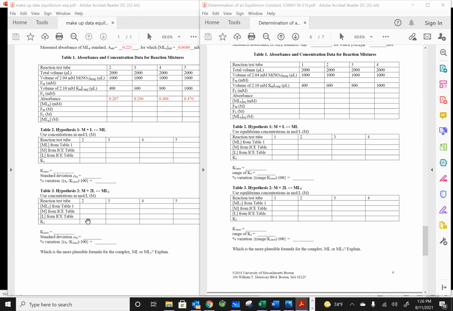You will need sample calculations for the K for hypothesis 1. You will need an example of a K calculation for hypothesis 2. And then it asks for standard deviation, so you don't have to show a standard deviation calculation. Actually, it should say range of K.